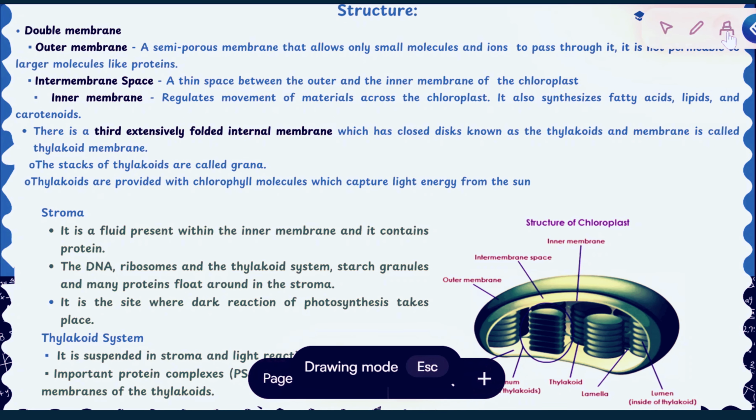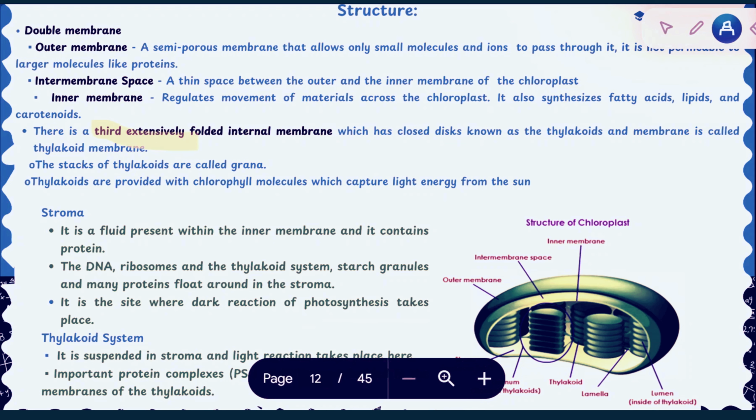A point to note is that there is a third extensively folded internal membrane which has closed discs known as thylakoids. ठीक है ना? और इस membrane का नाम है the thylakoid membrane. ठीक हो गया? अगर इन्हीं thylakoids को आप stack कर दोगे तो they will be called a granum, plural grana.